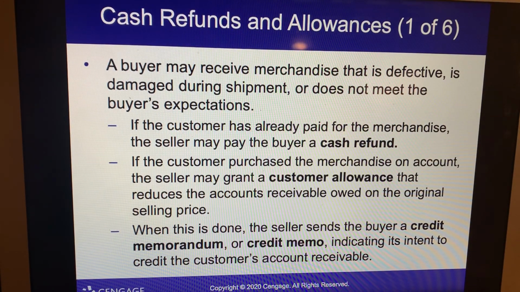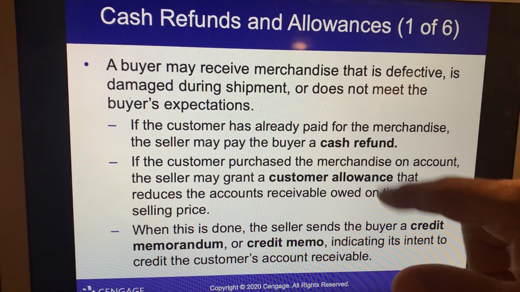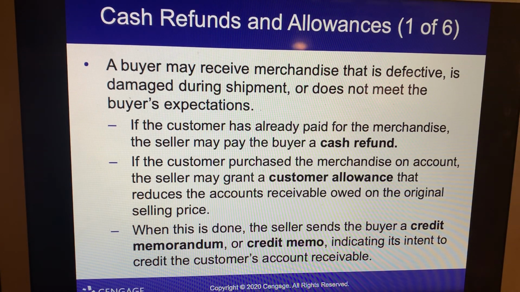So, cash refunds and allowances: a buyer may receive merchandise that is defective, is damaged during shipment, or does not meet the buyer's expectations. If the customer has already paid for the merchandise, the seller may pay the buyer a cash refund. If the customer purchased the merchandise on account, the seller may grant a customer allowance that reduces the accounts receivable owed on the original selling price. We actually looked at customer allowances earlier as well, whenever we made adjustments. When this is all done, the seller sends the buyer a credit memorandum, or credit memo, indicating its intent to credit the customer's accounts receivable.